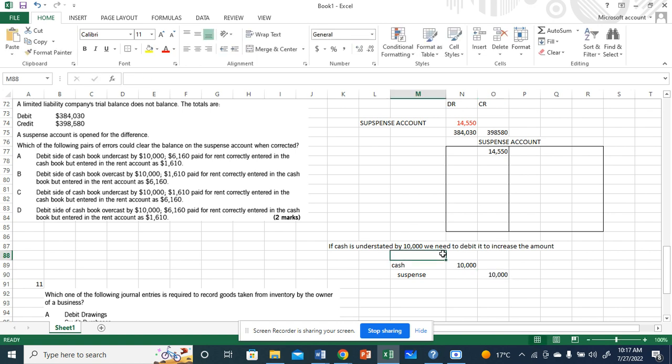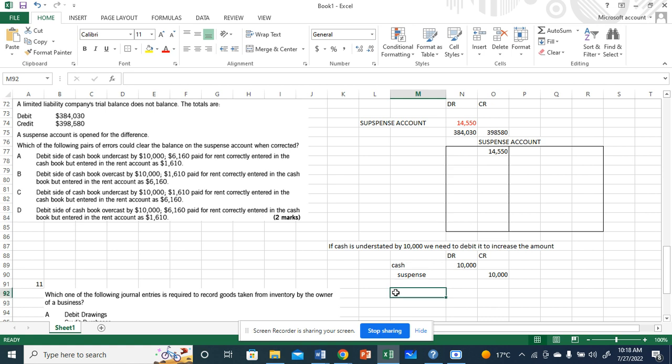This account is here to facilitate our double entry for this journal entry we've done here. Right. And we go to the next error. It says that 6,160 paid for rent was correctly entered in the cash book, but entered in the rent account as 1,610. So meaning also the rent account has been understated, all right? We'll find out by how much.